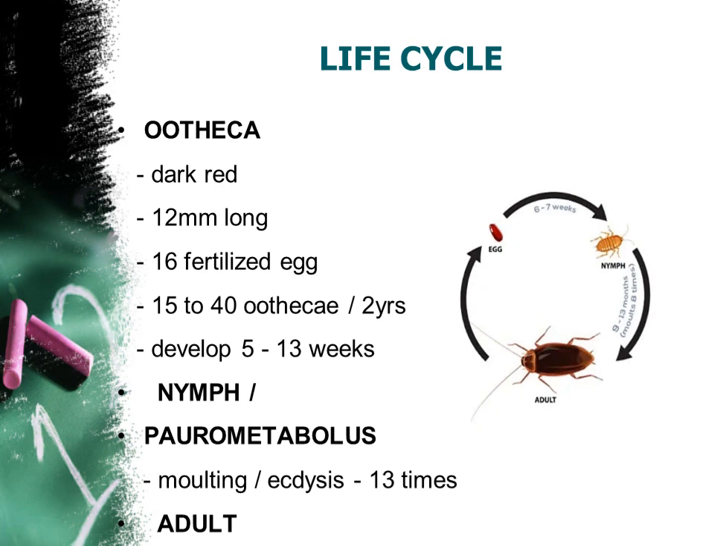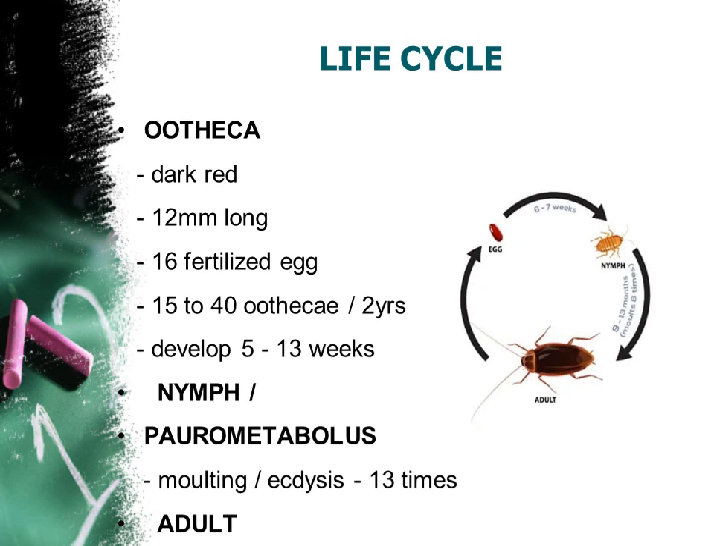In its life cycle, or in around 2 years, each cockroach is able to produce 15 to 40 ootheca. Inside each ootheca, 16 fertilized eggs will be there. Are you following me? Okay, fine. Then these fertilized eggs develop into a nymph. A nymph is actually a baby cockroach, a small cockroach. To become a nymph, it takes around 5 to 13 weeks.